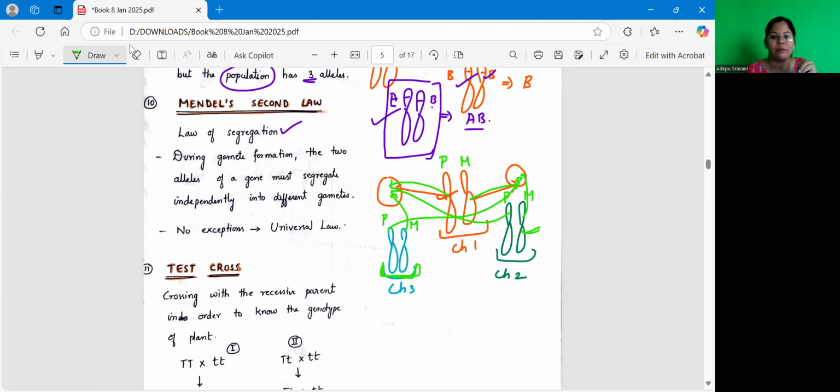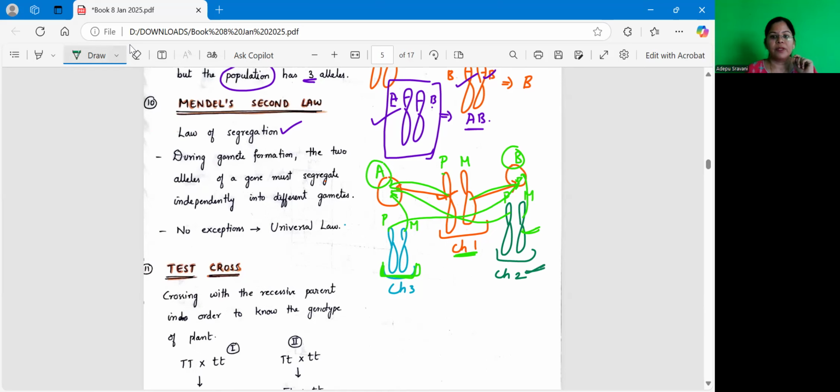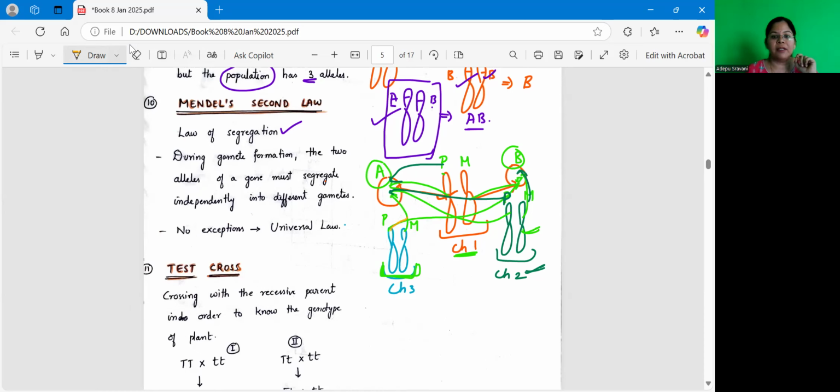So during gamete formation, what is happening? Let us say from the first chromosome, paternal is moving to this gamete, gamete A, and maternal is moving to gamete B. From chromosome number 2, where is 2? This one. Paternal, again, has moved here. Now here also paternal is moving to this gamete and maternal is moving to gamete B. Whereas in chromosome number 3, what is happening? Paternal is moving this side and maternal is moving this side.